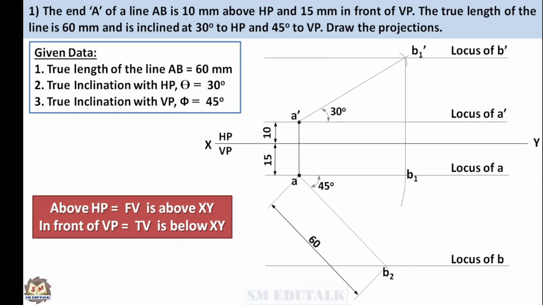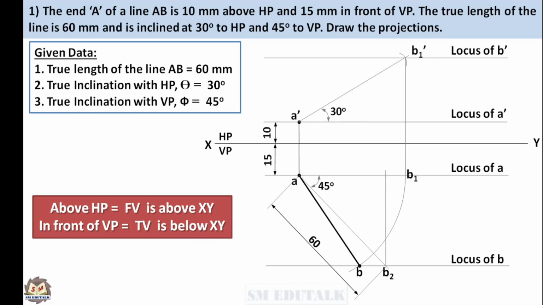Next, draw an arc with point A as center and AB1 as radius. It cuts the locus of B at point B. Join point A and point B by a thick line. This AB line is the required top view of the line AB.